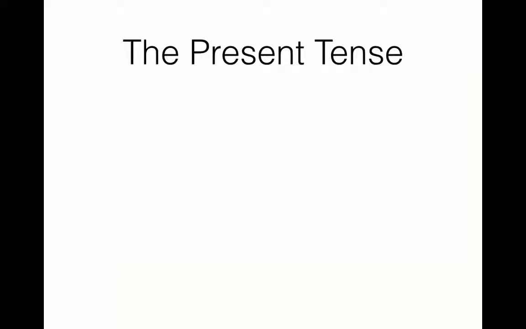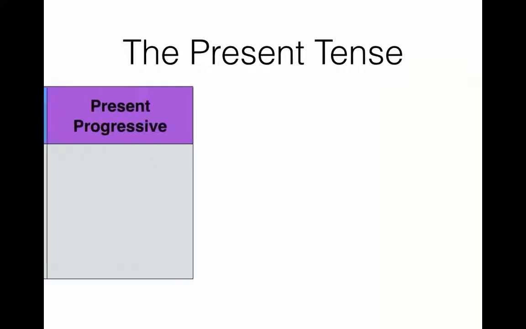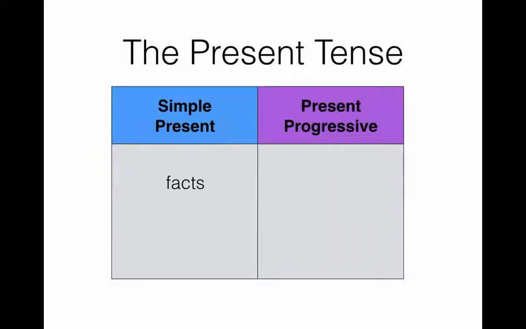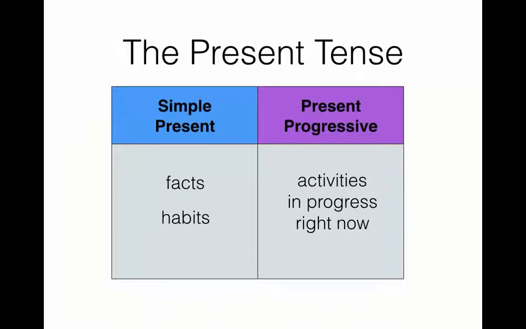By now, you're probably very familiar with present time verbs in English. You know that we use the simple present to talk about facts or daily habits, and that we use the present progressive to talk about activities in progress right now. In this lesson, we will review present tense verb forms and uses.